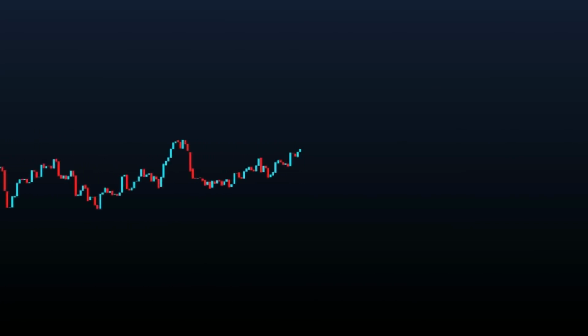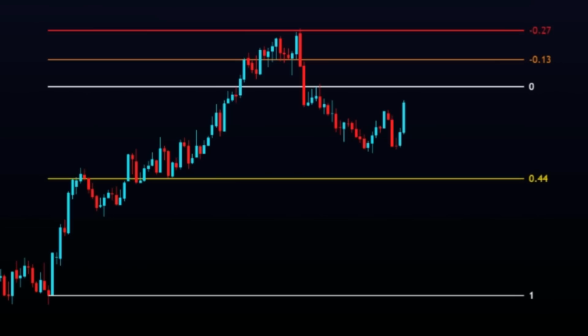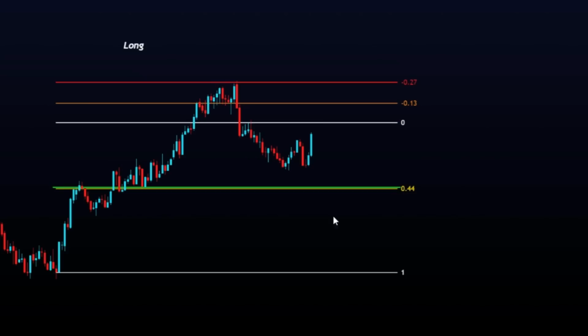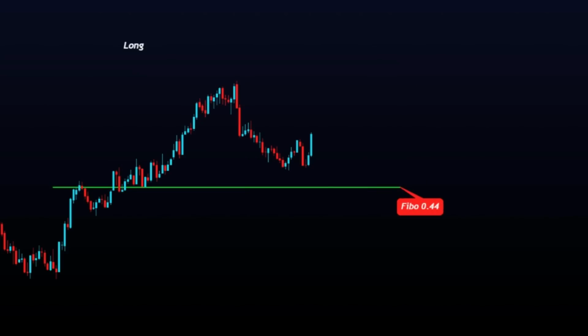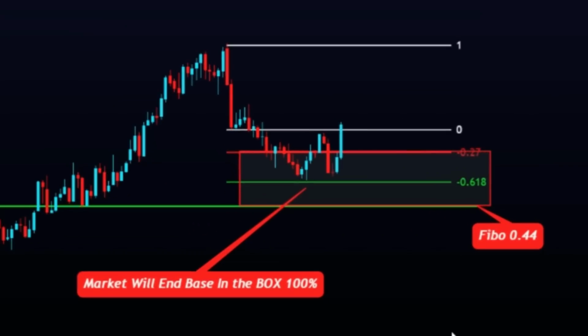Let's combine everything to find the final way to pinpoint the exact end of the market correction. Starting with bullish trends, start by applying Fibonacci 0.44. Then you better mark the Fibonacci 0.44 level, so your chart won't be so crowded. Next, apply Fibonacci correction. These two Fibonaccis combined form an area between minus 0.27 and 0.44. This zone represents the exact end of the market correction with 100% win rate.